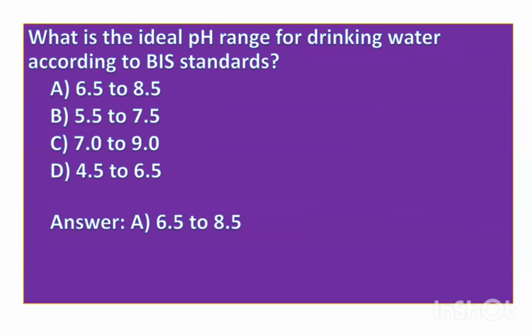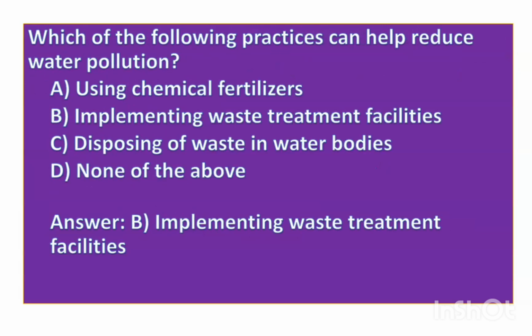What is the ideal pH range for drinking water according to the BIS standard? 6.5 to 8.5, 5.5 to 7.5, 7.0 to 9.0, 4.5 to 6.5. Answer: 6.5 to 8.5. Which of the following practices can help reduce water pollution? Options: using chemical fertilizers, implementing waste treatment facilities, disposing of waste in water bodies, none of the above. Answer: implementing waste treatment facilities.